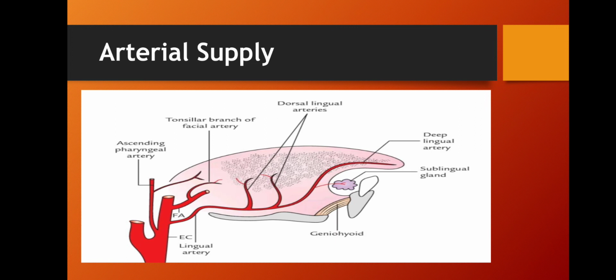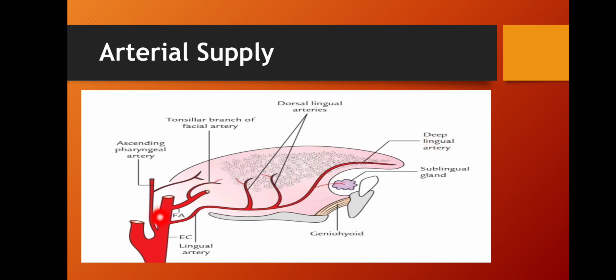Next, arterial supply. See in this picture, this is the external carotid artery. From the external carotid artery, we are getting the lingual artery. This is the lingual artery. This lingual artery gives two branches. Those are the dorsal lingual artery and one deep lingual artery.